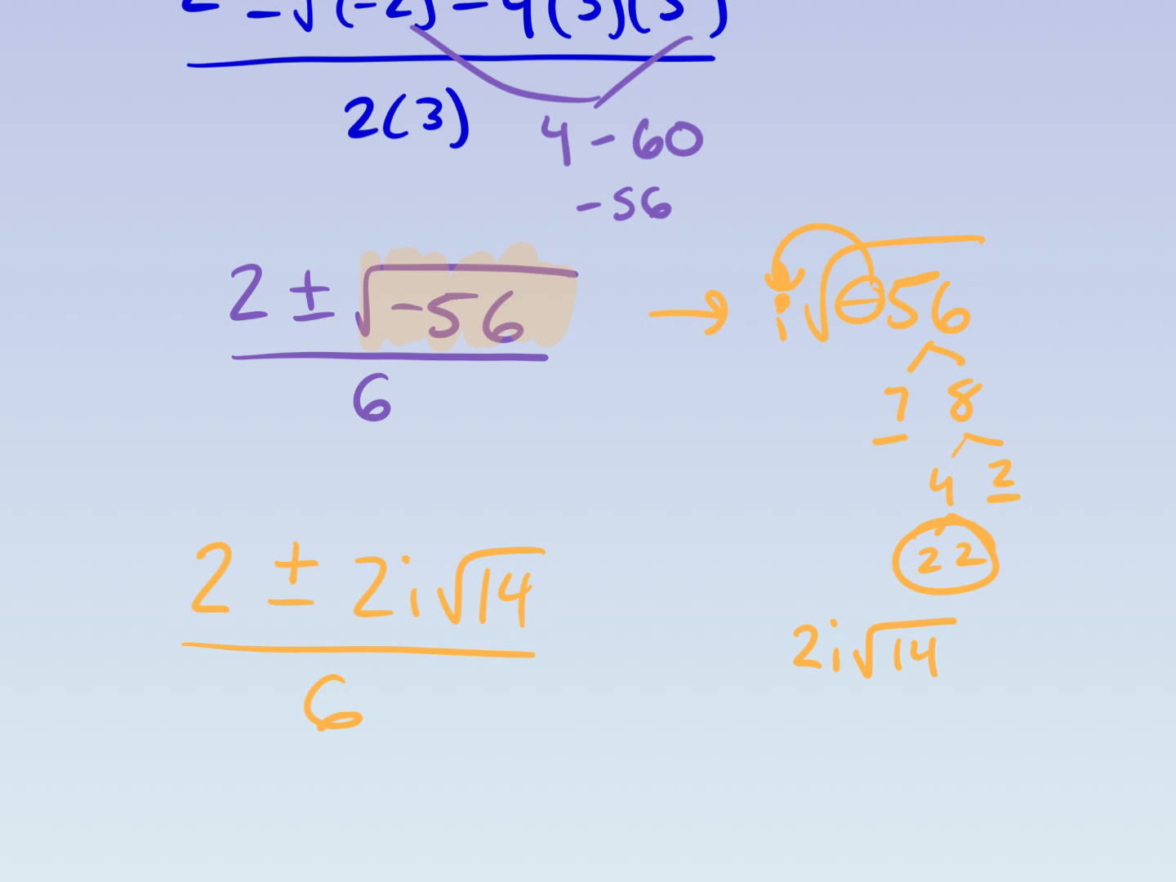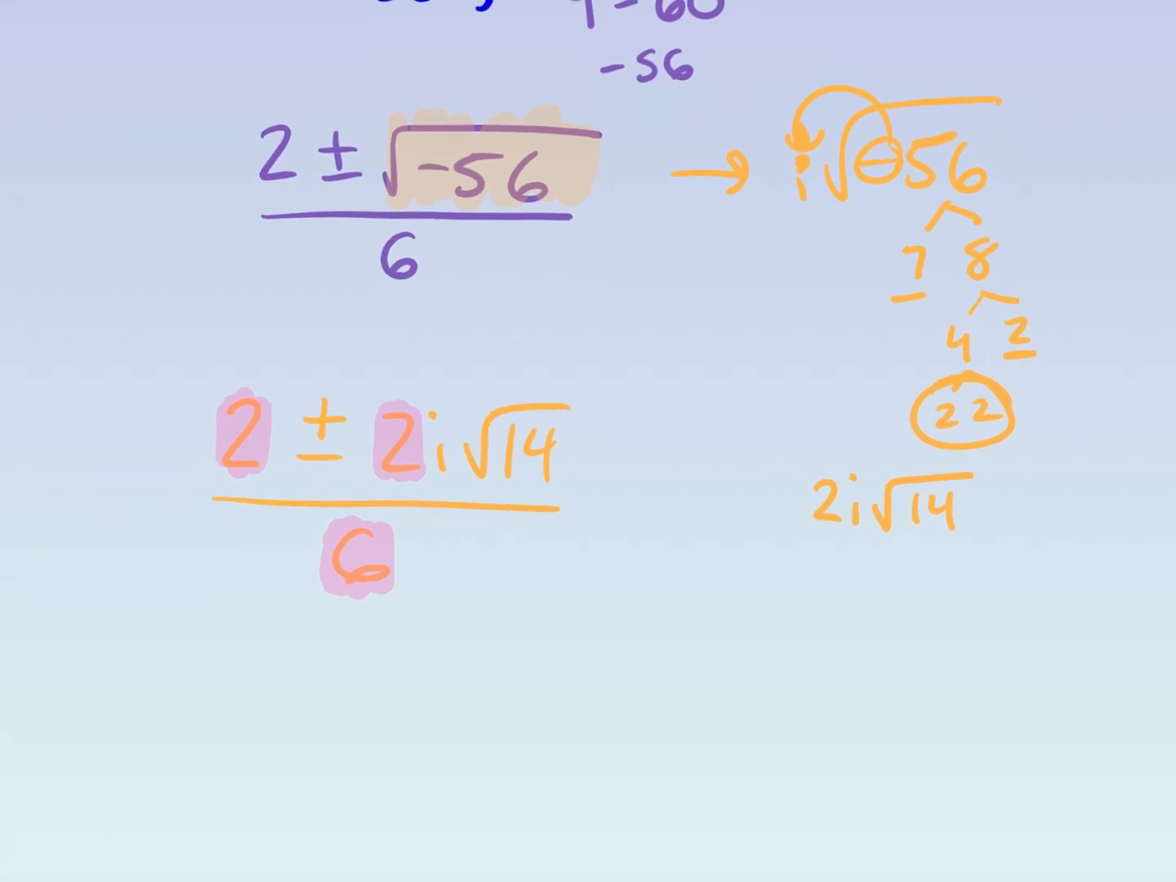Can we simplify? You can only simplify if all 3 of your whole numbers are divisible by the same thing. You are not dividing into the square root. You just look at all 3 whole numbers. So all 3 whole numbers are divisible by 2. So we can divide them all by 2. We get 1 plus or minus 1i, which would just be I, square root 14 over 3.